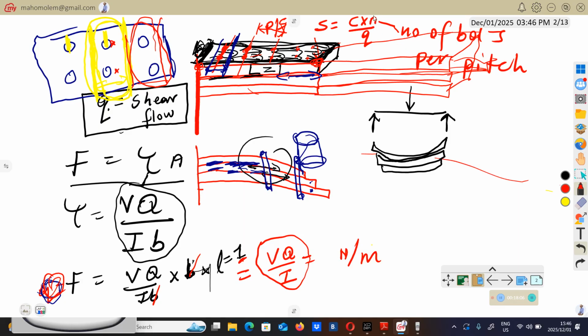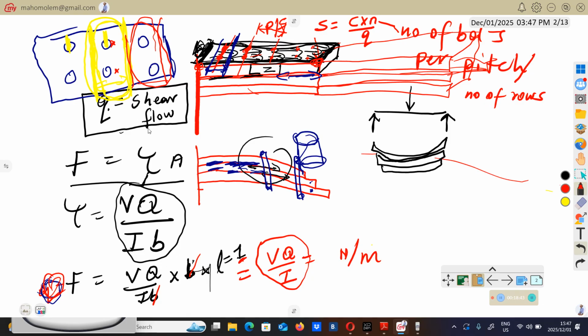So this N here, just be careful of it. This N represents the number of bolts per pitch. It's not the total number of bolts. It's just the number of bolts per pitch. But as well, it will always be equal to the number of rows.